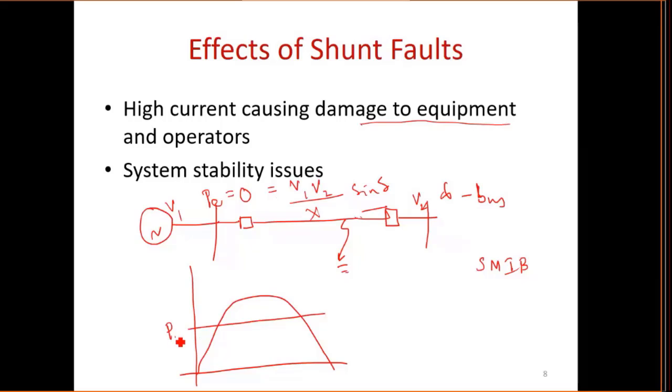This is your PM, this is your PE. Now, we know that this point is the initial operating point, delta naught, right? And when the fault occurs, this PE becomes 0. This becomes 0, then as PE becomes 0, your PM becomes greater than PE and your rotor accelerates, right?